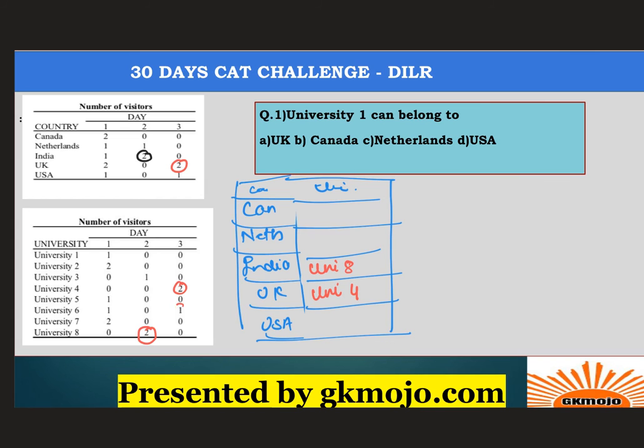University 6 has 1 visitor on day 3, and in this column, USA is the only country to send 1 visitor. Hence, here you get University 6. I hope you have understood the method. Again, in this column, there is 1 visitor alone from University 3, and the only country sending 1 visitor on day 2 is Netherlands. Hence, University 3 belongs to Netherlands.